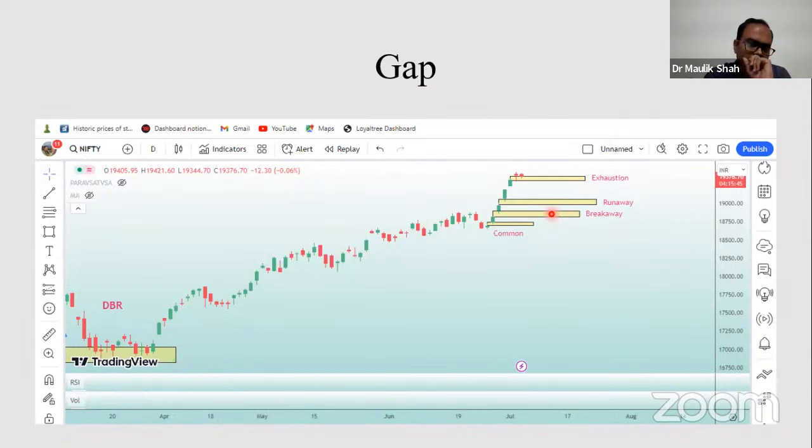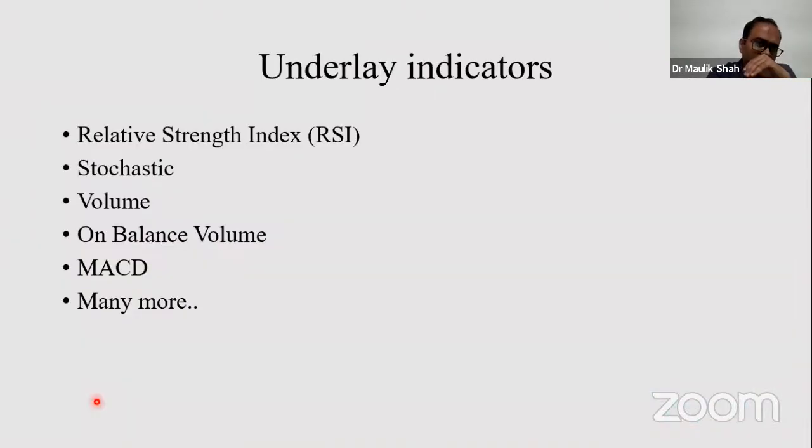Okay. Before going to live charts, a little bit about underlay indicators. So what are underlay indicators? They are basically those indicators which are present over here, on the lower side. So RSI and volume we have kept because these are the tools which are really helpful. The rest are derived. So these are a few of the underlay indicators: relative strength index, stochastic, volume, on balance volume, MACD, and many more.